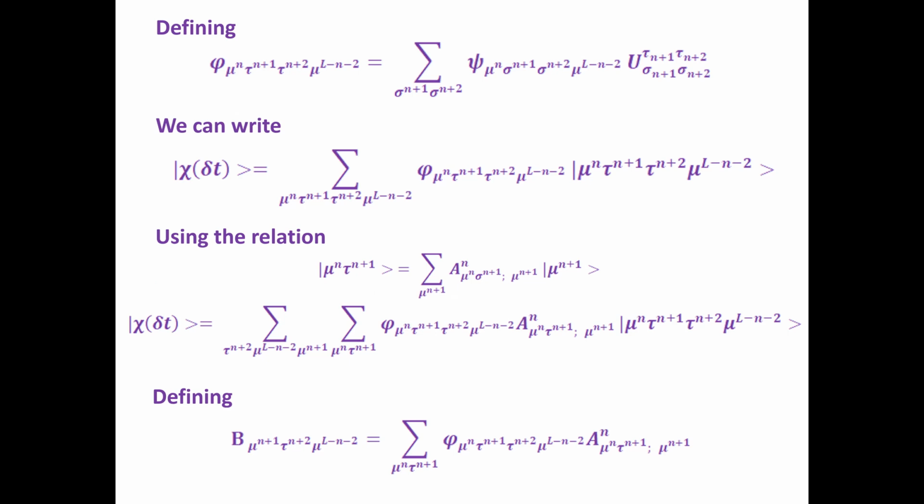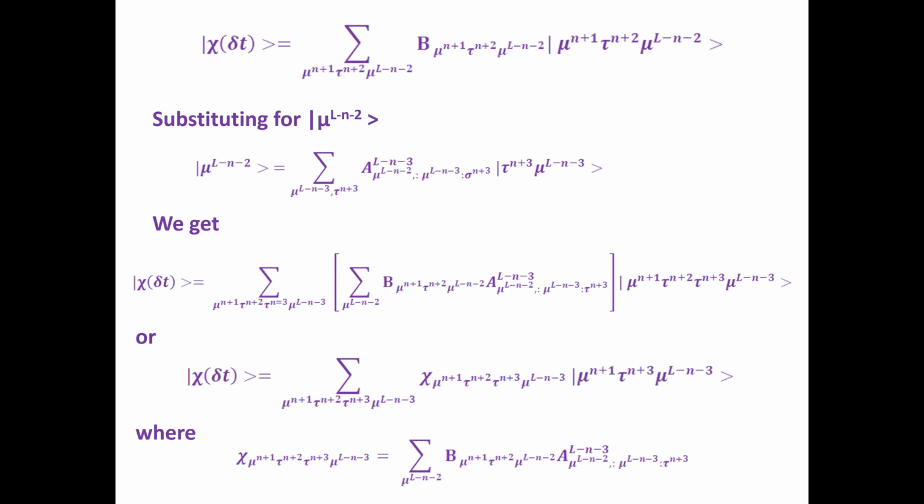So I can substitute it here, and then I can get another definition B mu n plus 1 tau n plus 2 L plus n minus 2. So I get rid of tau n plus 1 by summing over that and mu n, and I can define this term, and if I put it in there, then I get chi delta t is actually b times mu n plus 1 tau n plus 2 L mu L minus n minus 2 operating upon this state. So now you see that the total number of sites is L. I have just absorbed the site tau n plus 1 into the mu, so it becomes mu n plus 1.